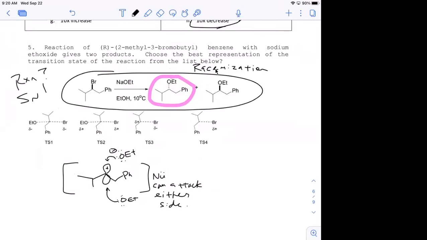Because what is the first step if it's SN1? Loss of leaving group. Good. So the loss of leaving group is the first step. The second step is nucleophilic attack. All right.